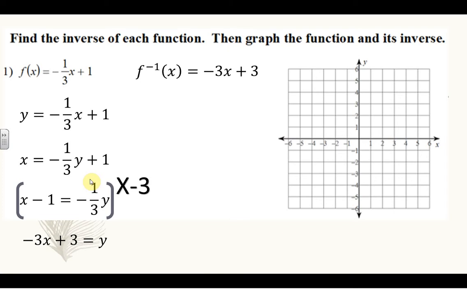I'm multiplying by the reciprocal there. So negative 1/3, the reciprocal is -3/1. That's why I did that. So then I just distribute it, and there we go. So there it is in function notation. f to the -1 of x equals -3x plus 3. That stands for inverse. This is function notation. Make it pretty, people. And you guys know how to graph this.